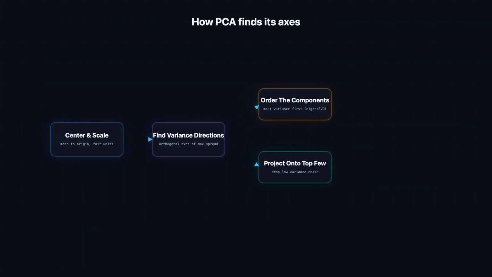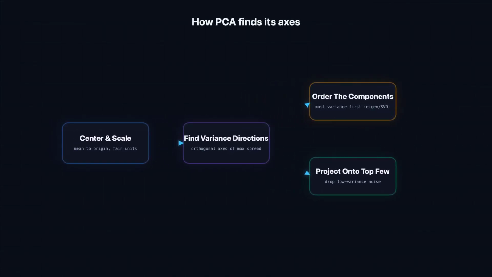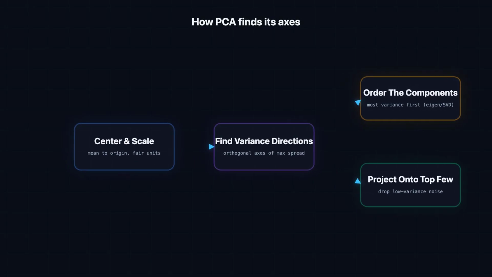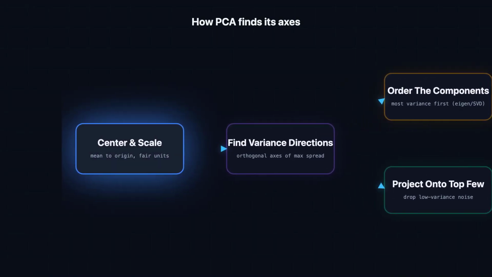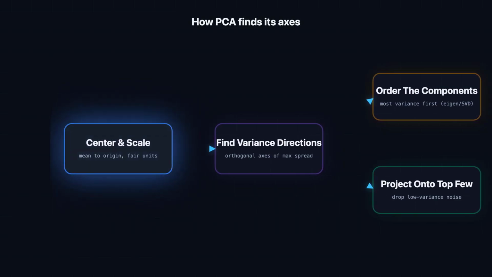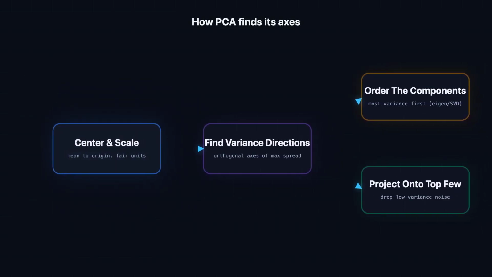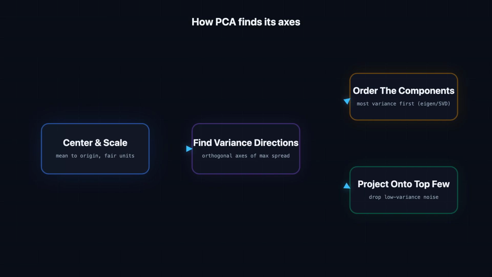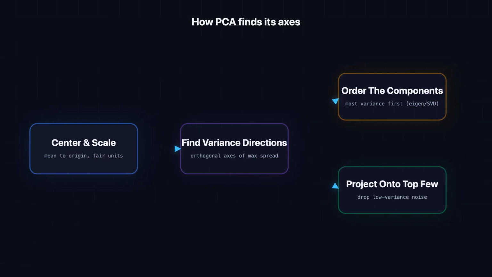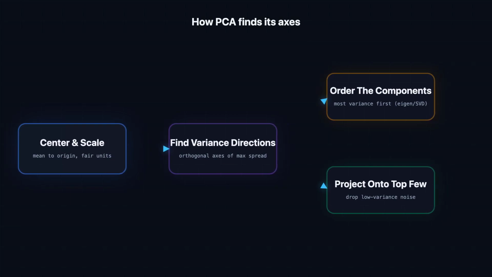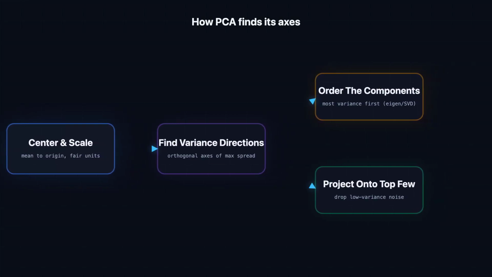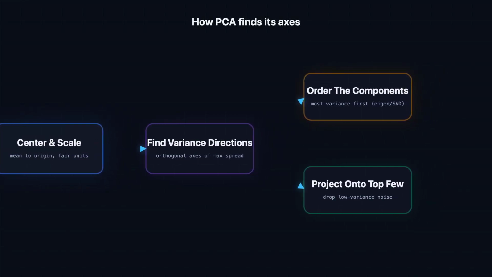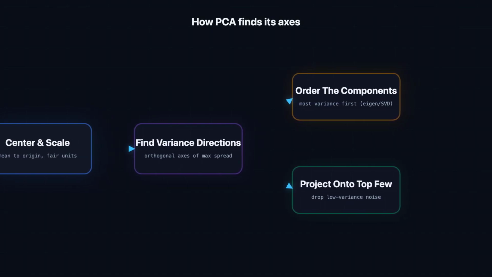So how does PCA find those new axes? Walk through the pipeline one stage at a time. Everything begins with preparation. PCA first centers the data, shifting it so the mean sits at the origin, and scales the features so that no single big number column dominates just because of its units. Only now are the features on fair footing.